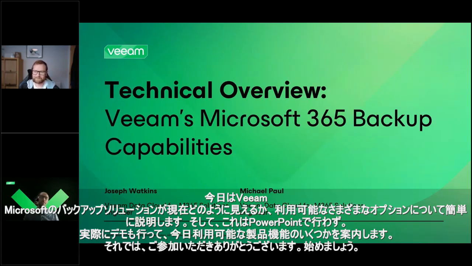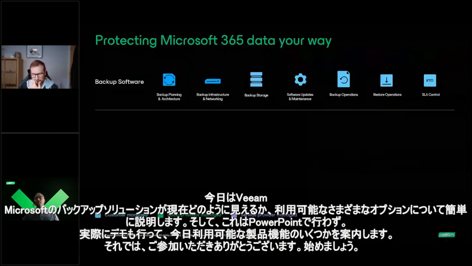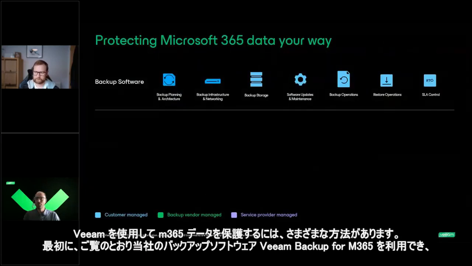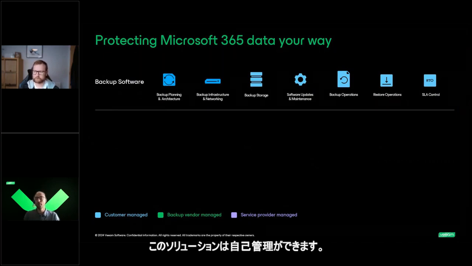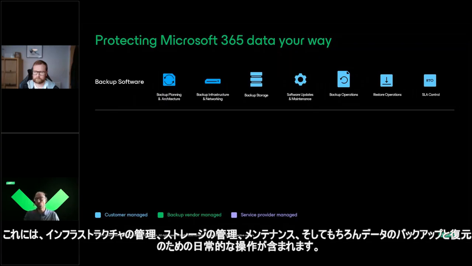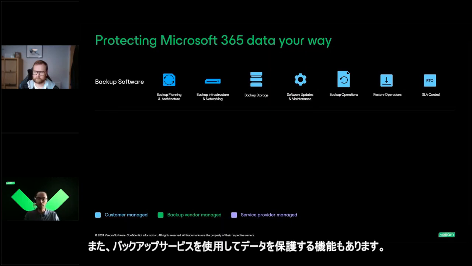There are many different ways to protect your M365 data with Veeam. Firstly, as you can see here, you have the ability to utilize our backup software, Veeam Backup for M365, where you can self-manage the solution. This includes managing your infrastructure, your storage, the maintenance, and obviously the day-to-day operations for backing up and restoring data.